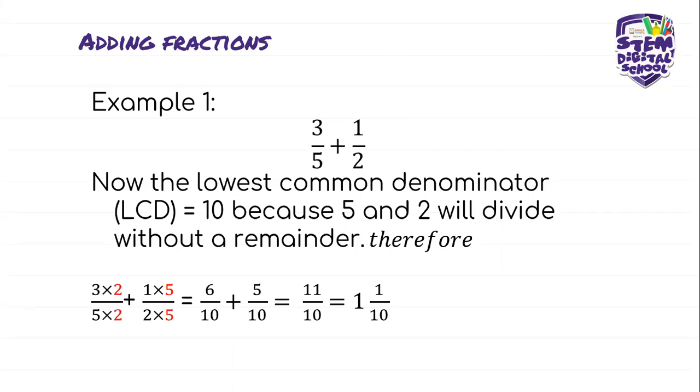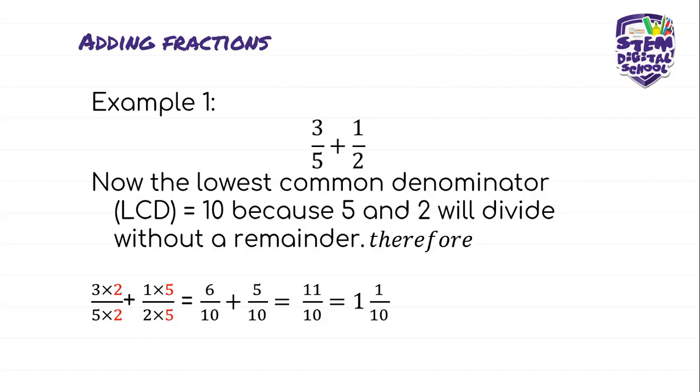Why is it 10? Because 5, the denominator in the first fraction 3 over 5, can go into 10 without a remainder. Or in other words, 10 is divisible by 5. You can divide 10 by 5, but at the same time, you can divide 10 by 2. Some of the people multiply only 5 and 2 there as the denominators in order to get the common denominator. That's not a problem. You can actually do that.